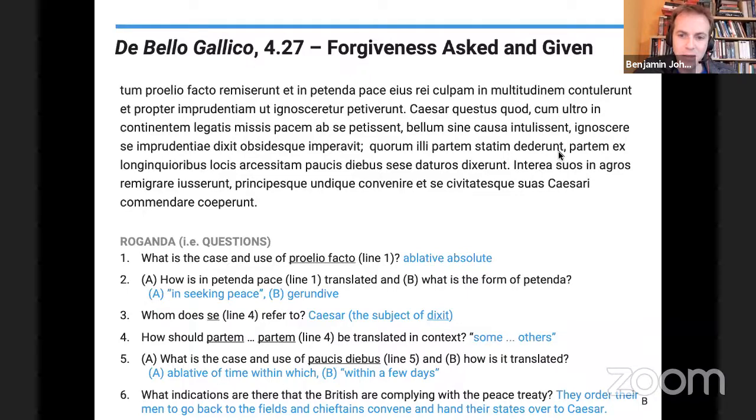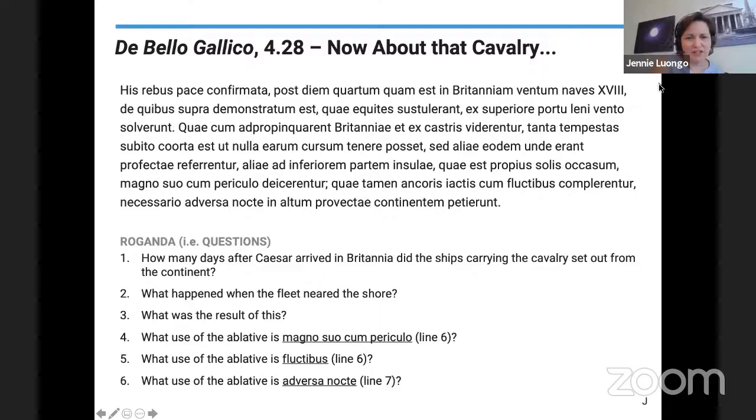Meanwhile, they ordered their men to go back into the fields, and chieftains convened from all over, and they began to entrust their states to Caesar. And so this is some indication that the British are complying with the peace treaty. All right. So his rebus pace confirmata, with peace confirmed by these things, because of these things, whatever. It's one of those ablatives that could be lots of things, right?